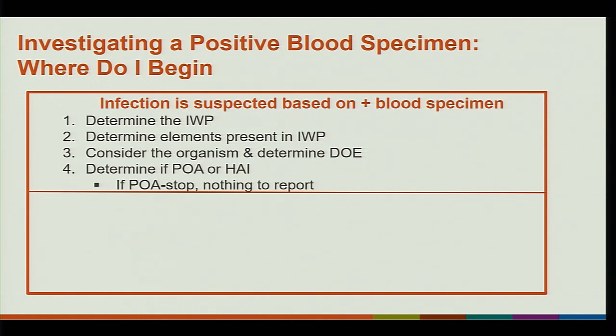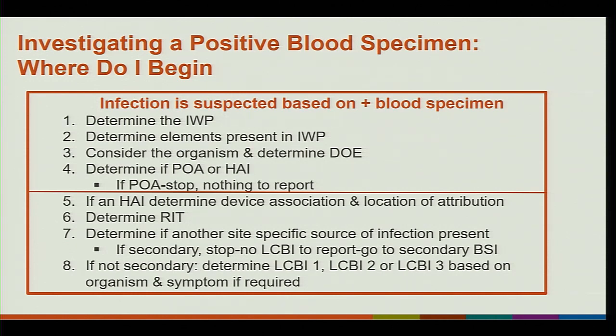This is a step-by-step process that may help when making a BSI determination. CLABSI surveillance will always start with a positive blood specimen, whether it's culture or non-culture based. If you determine you have a POA event, as in step 4, there is nothing to report. Step 5 is where you would determine if the CLABSI definition is met. As a reminder, all blood specimens, regardless of the collection site or the reason for collection, must be included in CLABSI surveillance.